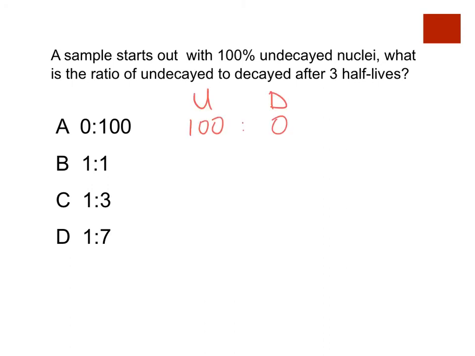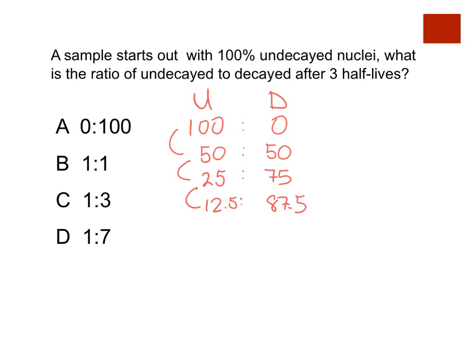Okay, so here we are at time 0, and we have 100% undecayed and 0 decayed. After 1 half-life, I'm going to have 50, right? Half of them will have decayed after 1 half-life. That means 50 over here. After 1 more half-life, I'm going to be at 25, 75 over here. Now I need 1 more half-life, 12.5, 87.5.